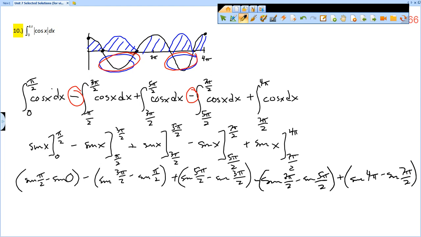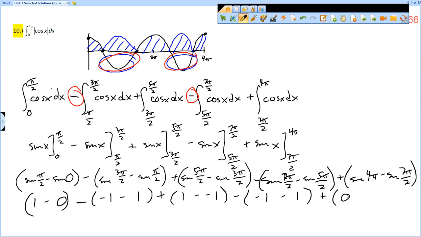All right, so now all we need to do is figure out each of these values. Sine of pi over 2 is 1, minus sine of 0 is 0, minus, and I'm just going to keep these in parentheses for now, sine of 3 pi over 2 is negative 1, minus sine of pi over 2, which is positive 1, plus sine of 5 pi over 2, that's the same as pi over 2, so that's 1, minus sine of 3 pi over 2, which is negative 1, minus sine of 7 pi over 2, which is the same as 3 pi over 2, so that's negative 1, minus sine of 5 pi over 2, which is positive 1, and then plus sine of 4 pi, which is 0, minus sine of 7 pi over 2, which is negative 1.